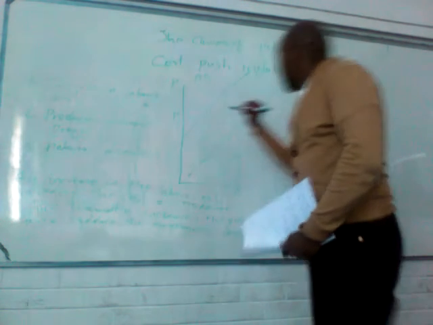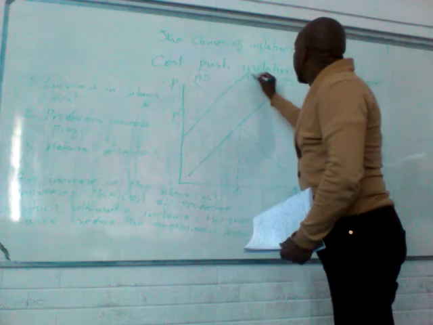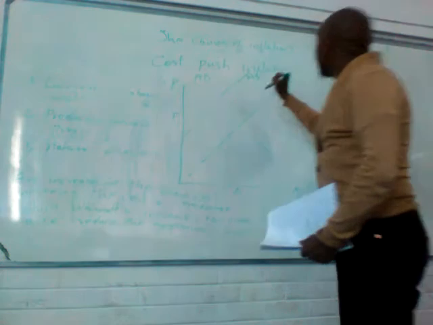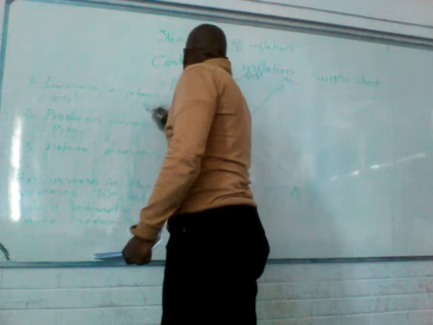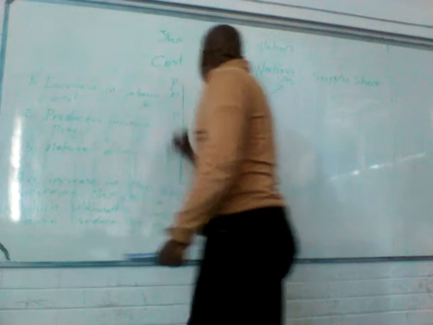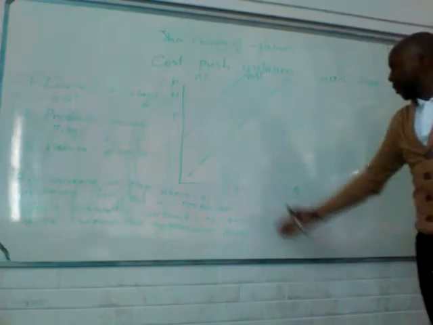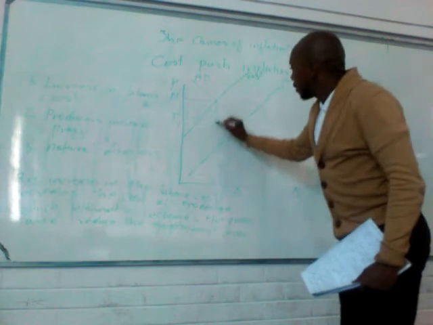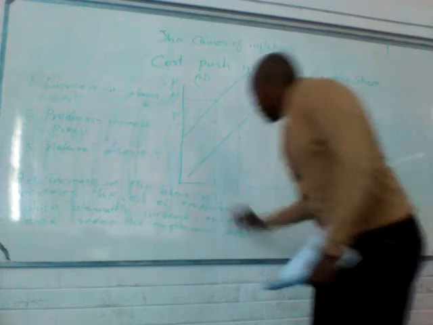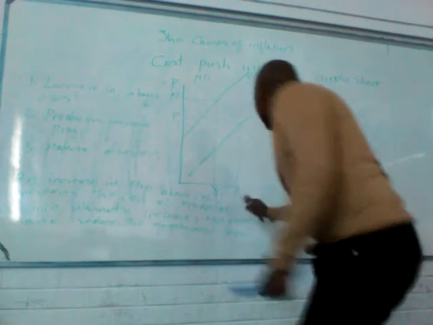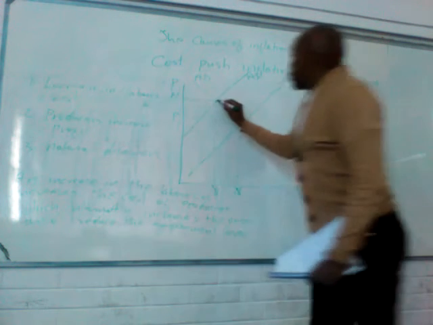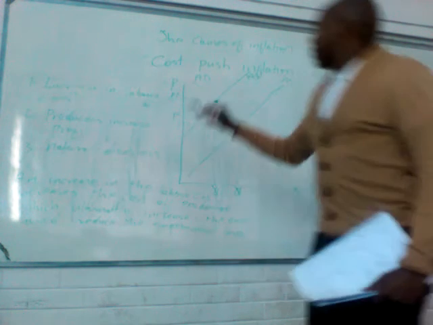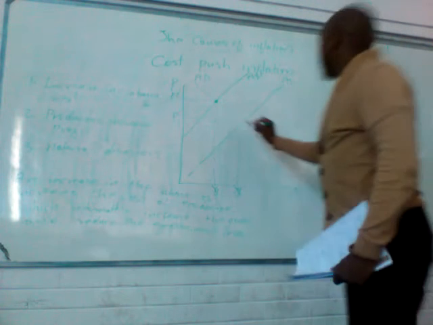In terms of a diagram, you will have AS1, and then you can see the prices are higher, let's say P1. And when you look at the level of employment, the level of employment is lower, let's say it's Y1. So cost-push inflation is an inflation that is coming from the supply side.